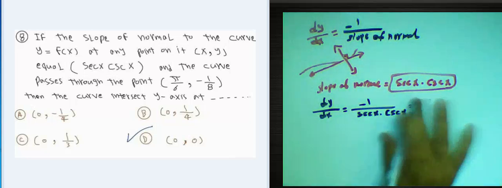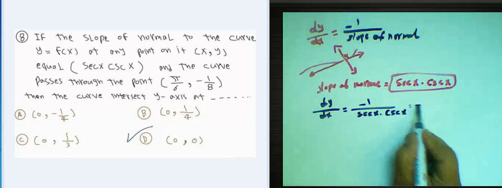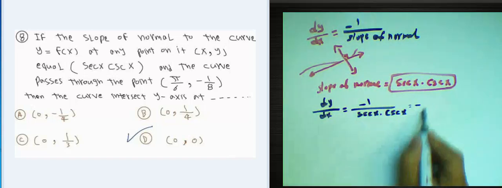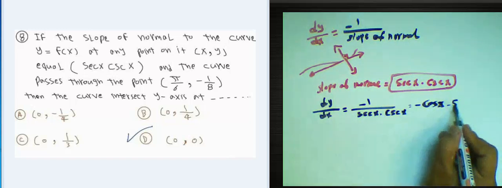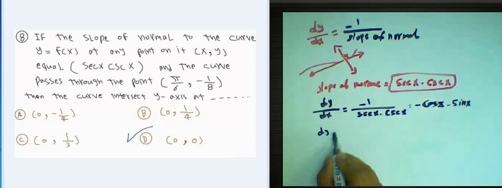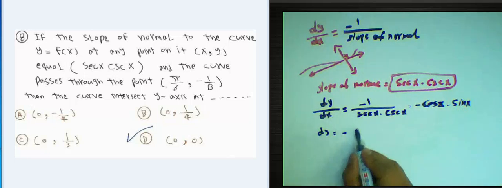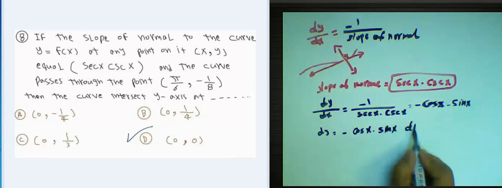Okay, we can write the inverse. We know sec is the inverse of what? Cosine. Then we can write negative cosine x here, and the inverse of cosec will be sine, right? Sine x. Then dy will equal negative cosine x times sine x dx.